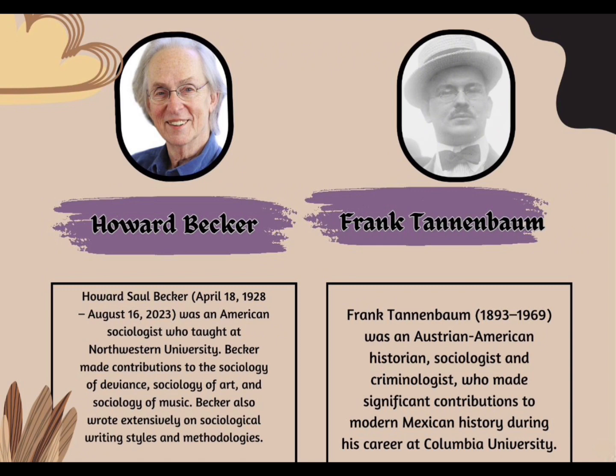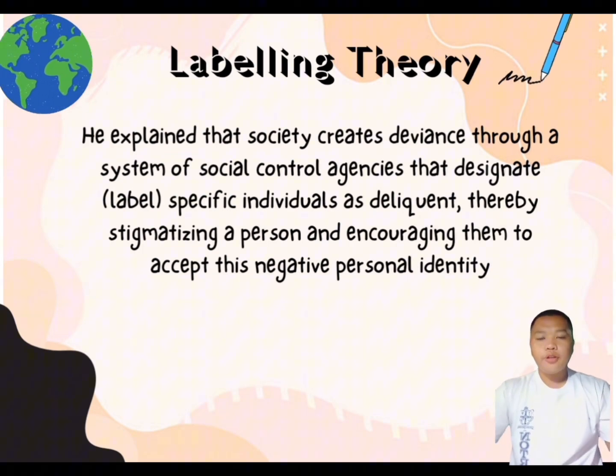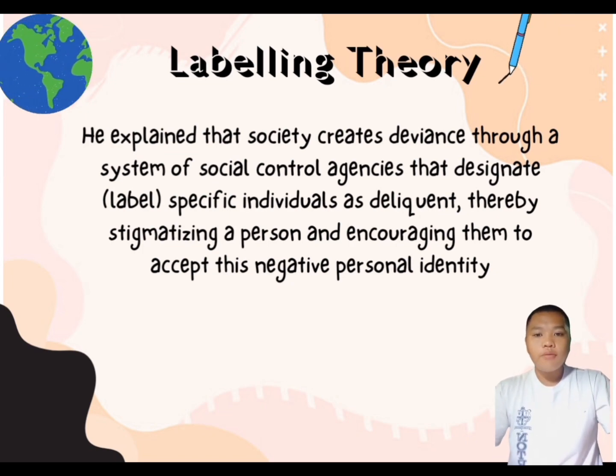Frank Tannenbaum was born on December 4, 1893. He was an Austrian-American historian, sociologist, and criminologist who made significant contributions to modern Mexican history during his career at Columbia University. Labeling theory, Howard Becker and Frank Tannenbaum.